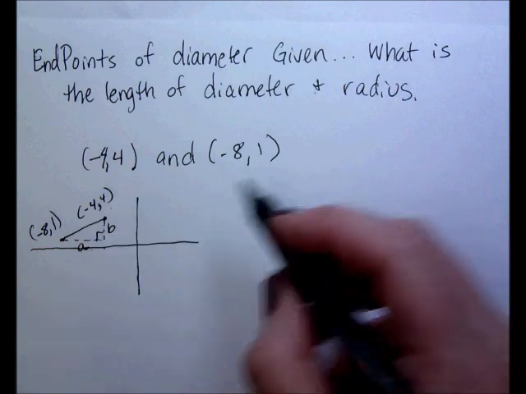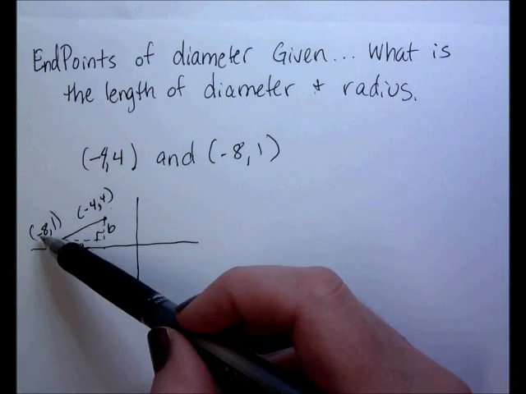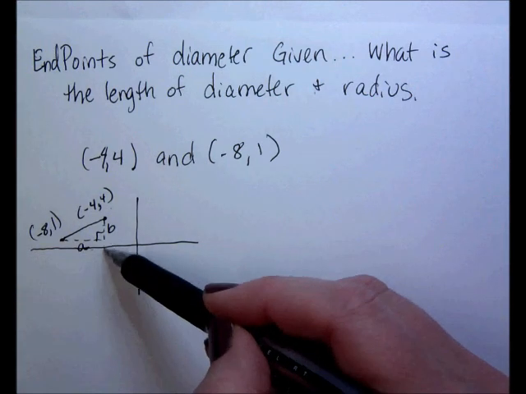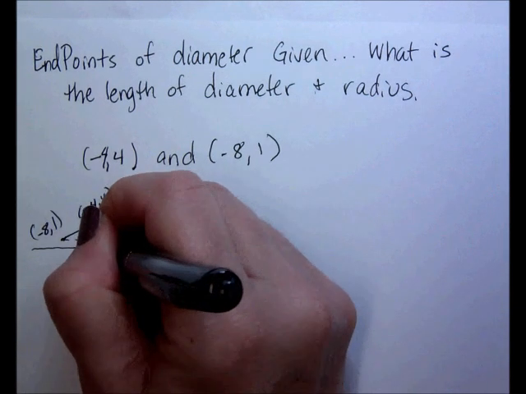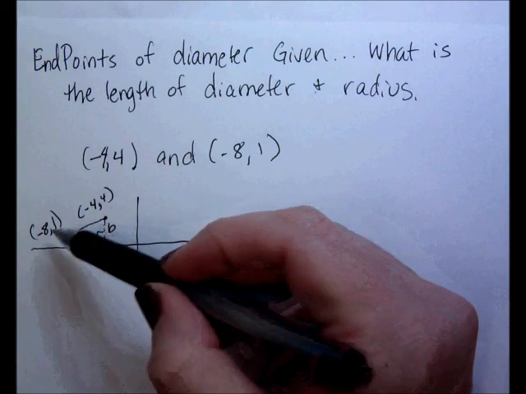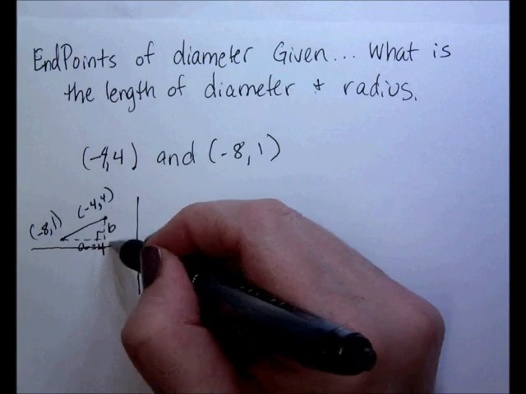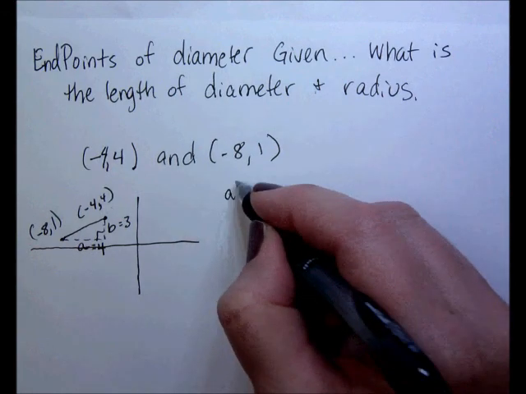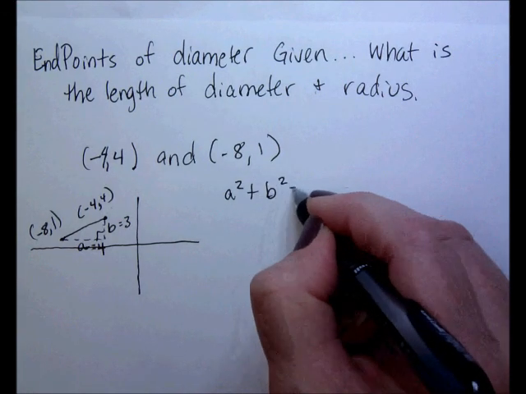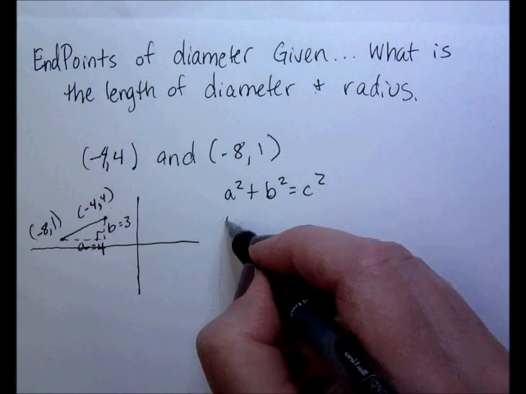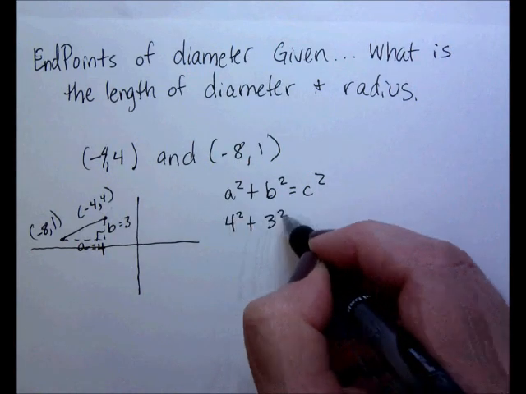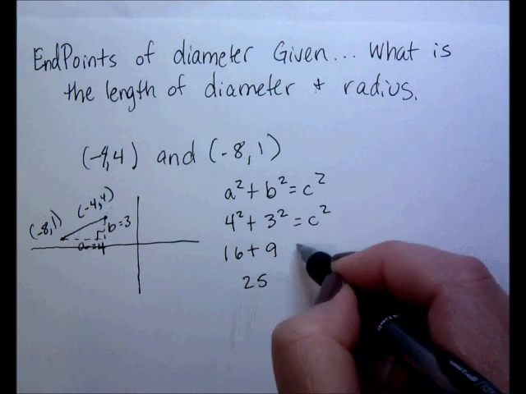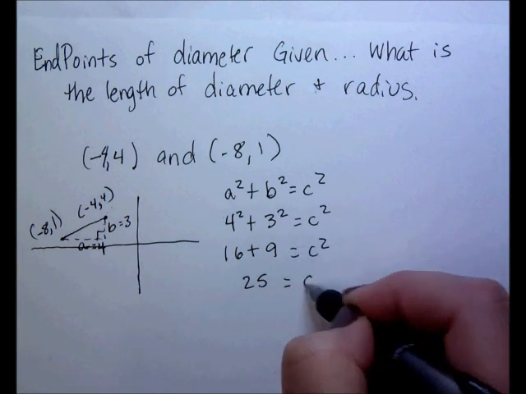So in this case, going from -8 on my x-axis to -4, a is going to be 4. And going from 1 to 4 on my y-axis, b is going to be equal to 3. So I have the Pythagorean theorem, a squared plus b squared is equal to c squared. I'm going to plug in my values, and so that's 16 plus 9, 25, is equal to c squared.